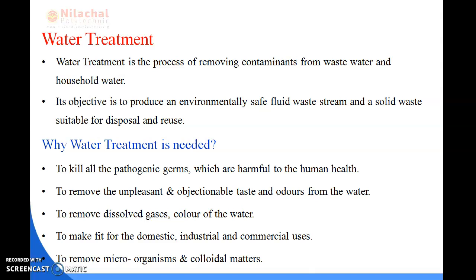Before coming to our houses or before we use it, the water treatment process has been going on. Okay, so we will first know what we mean by water treatment.